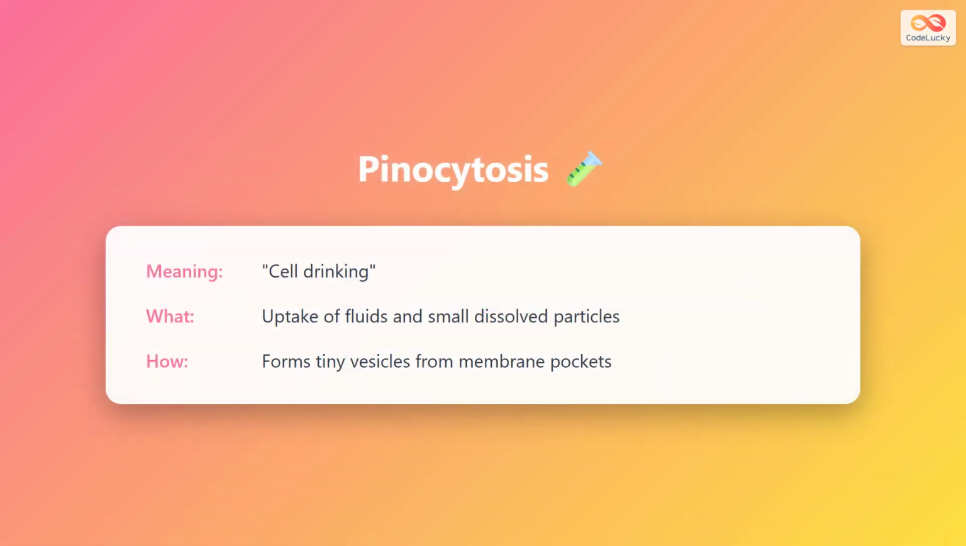Pinocytosis literally means cell drinking. This type of endocytosis involves the uptake of fluids and small dissolved particles. The cell membrane forms tiny pockets that fold inward, creating small vesicles filled with extracellular fluid. These vesicles bring in whatever dissolved substances happen to be in that fluid. It's a non-selective process, meaning the cell takes in whatever is present in the surrounding liquid.